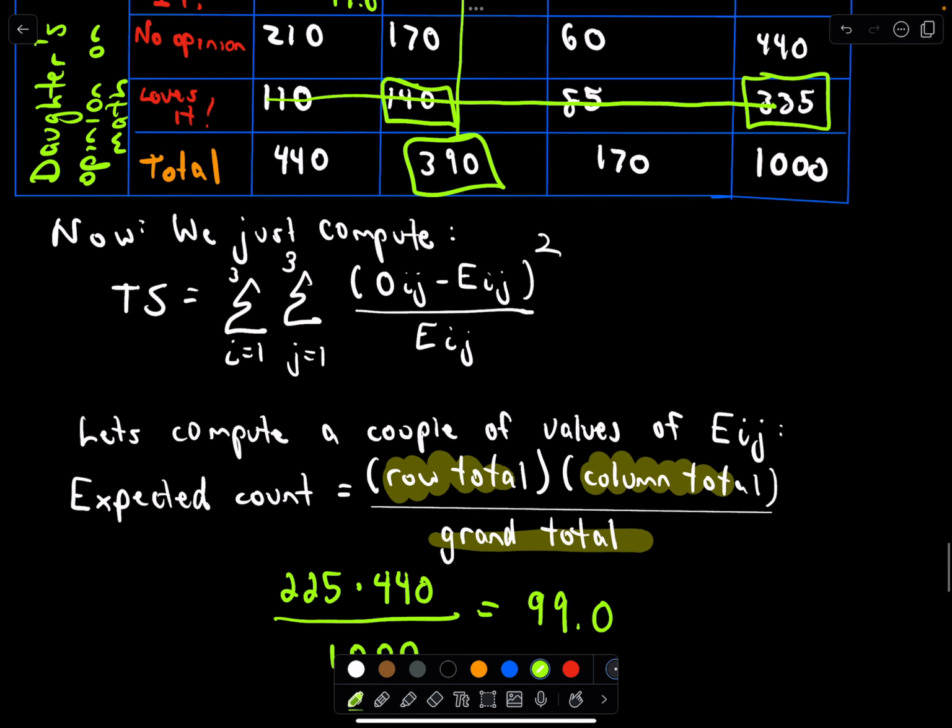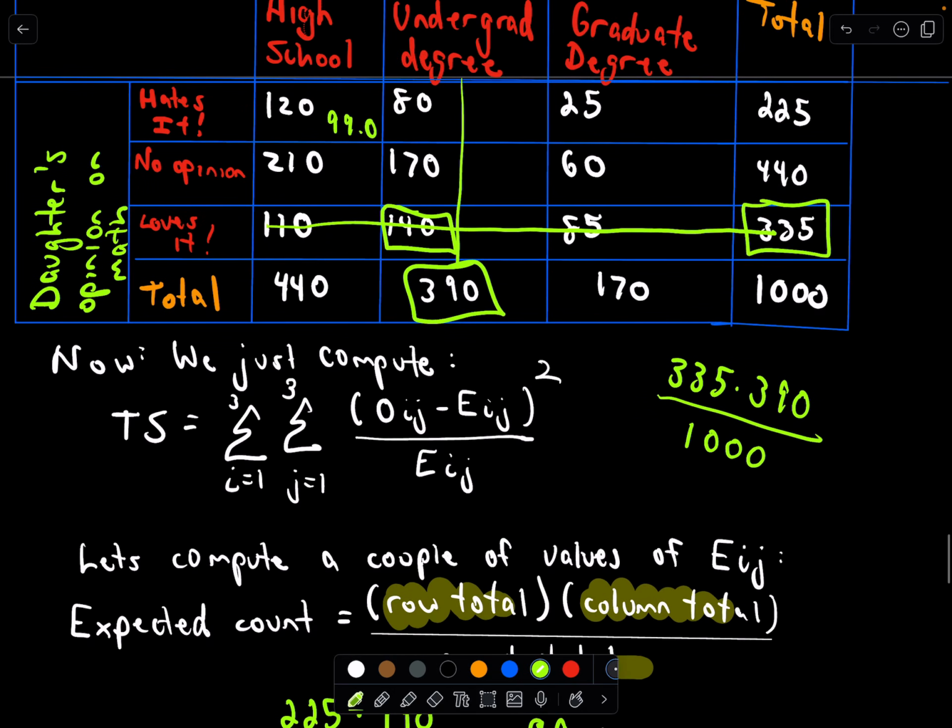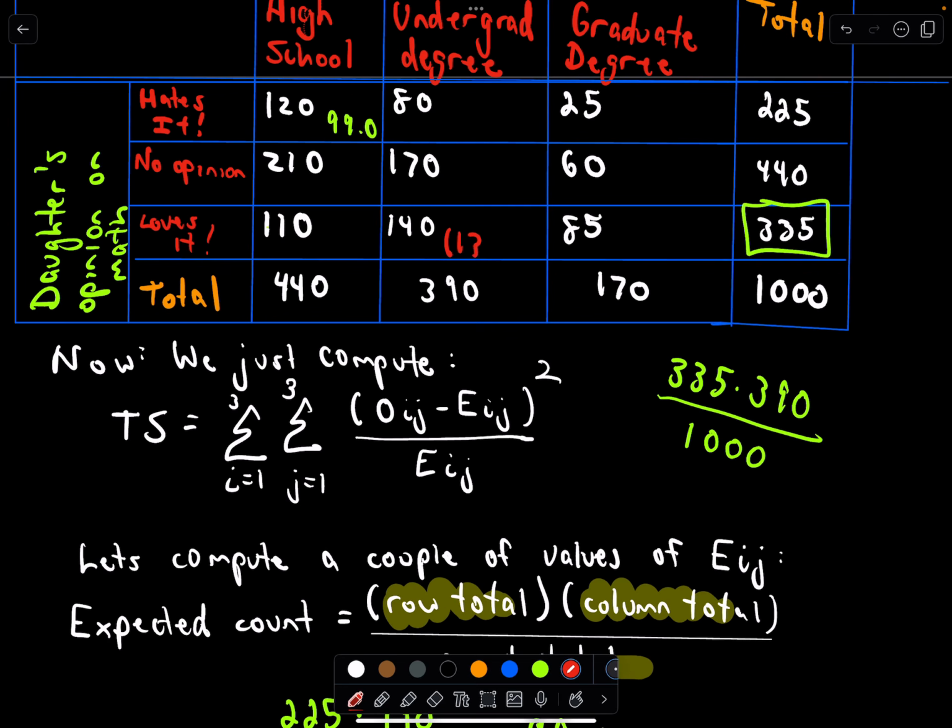So that's going to be, I'll put it over here, 335 times 390. And again, I divide that by 1,000. If you compute this, let me clean this up. I got this to be equal to 130.7. That was the expected count.